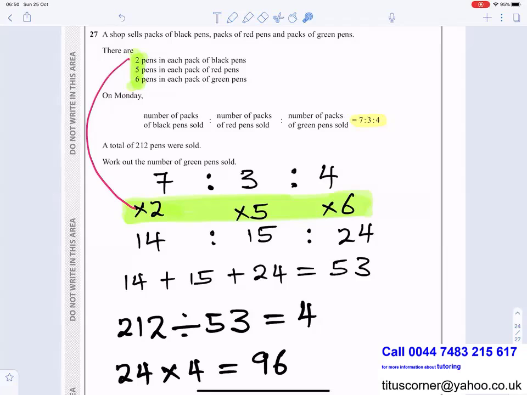Now let's find the total number of black, red, and green pens. 14 plus 15 plus 24 gives you 53.